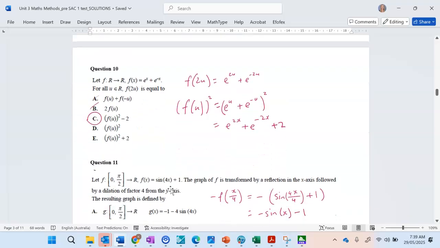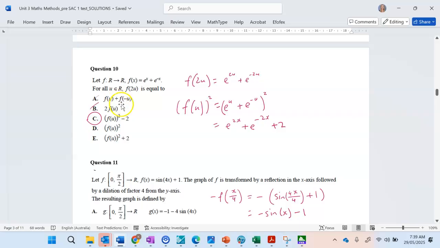All right, question 10 was 44%. So I don't think these types of questions are difficult. They do take sometimes a little bit of time. So we've got this function e to the power of x plus e to the negative x, and we're substituting in 2u. So I've gone ahead and done that. And then I've gone through and done the substitution, just worked my way through.